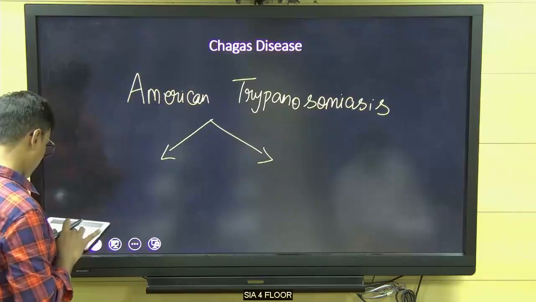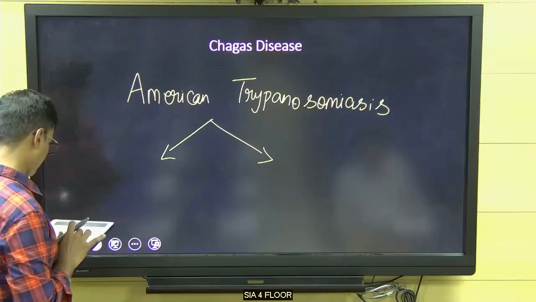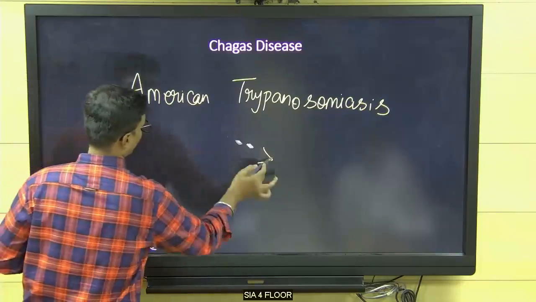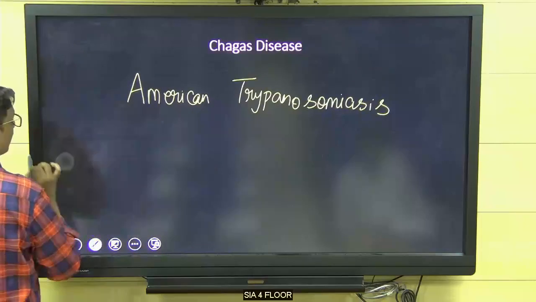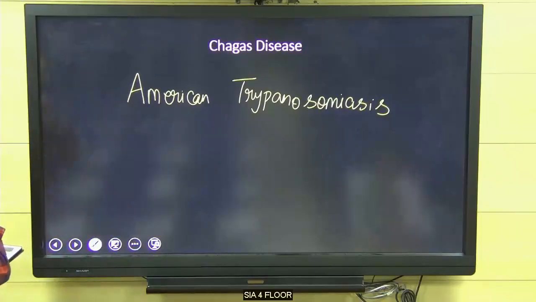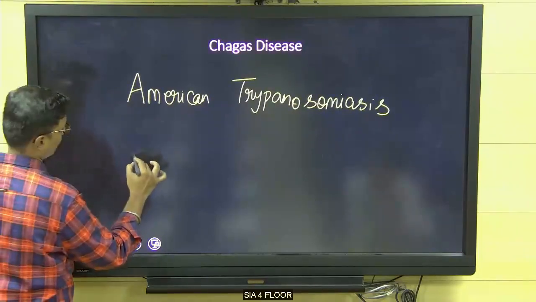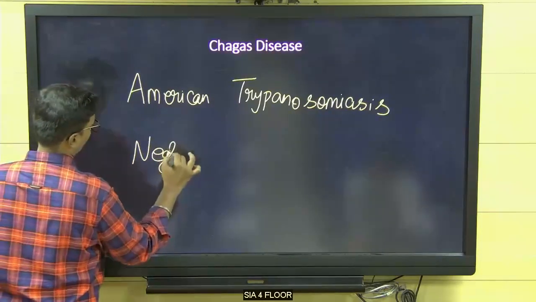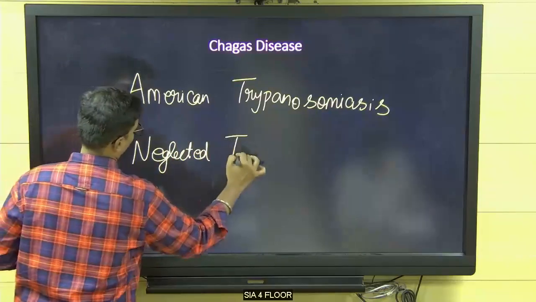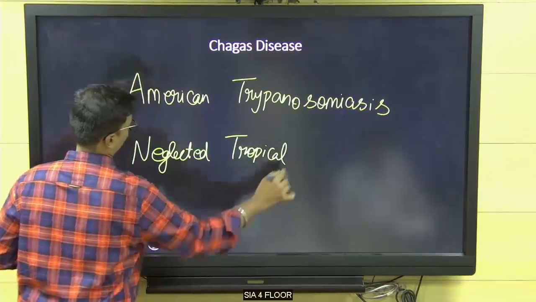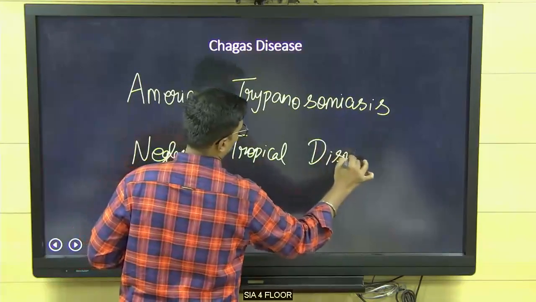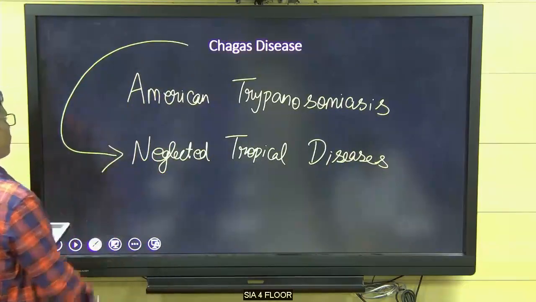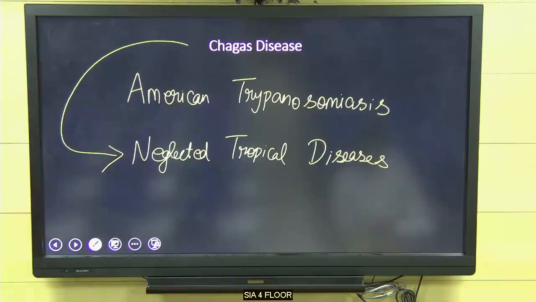And before you go into it, hold on. There is one more important fact that we must, I guess. New World, Old World is not discussed here. Sorry. So it's called American trypanosomiasis, and the most important thing is there is a classification. You can use it in the mains also. There is a classification called neglected tropical disease. There are many diseases, and Chagas disease, also called American trypanosomiasis, is a neglected tropical disease, NTD.